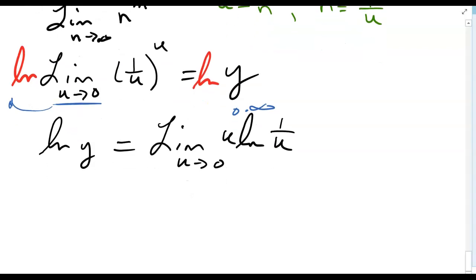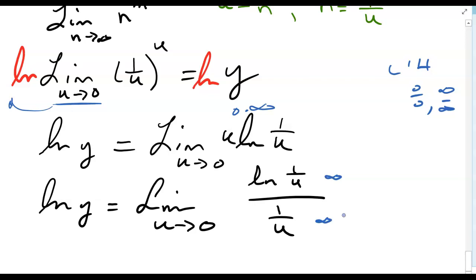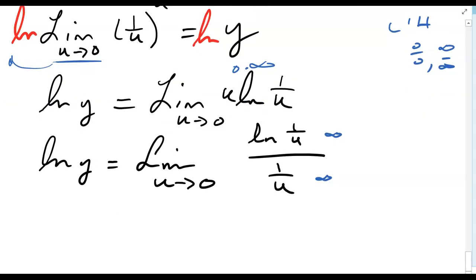But now I'm closer to my idea of L'Hopital. Remember, to use L'Hopital, I need 0 over 0 or infinity over infinity. Having 0 times infinity gets me that much closer because I can use the reciprocal idea now, right? Limit as u goes to 0. I'm going to leave ln of 1 over u up in the numerator and put 1 over u down here. Because now I have infinity over infinity. That tells me I can use L'Hopital. So what does that equal?